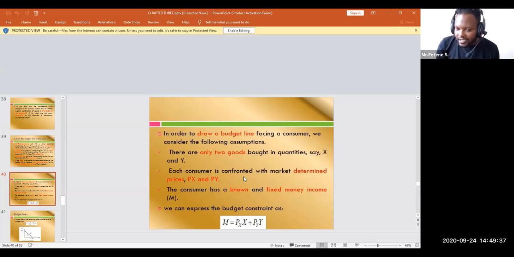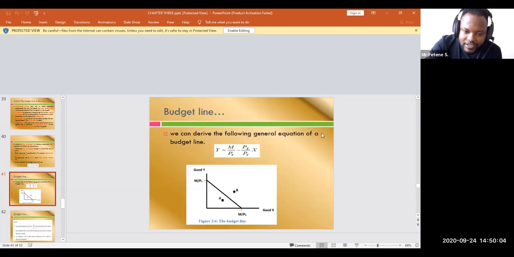Then we can express the budget constraint as follows. Look at this: m indicating that the income or the budget of the consumer is equivalent to what they can buy with this income: the price of x times the commodity x, where x is a good or commodity with a market price, so the amount is determined by this, plus the price of y times the commodity y. This is called the budget constraint.